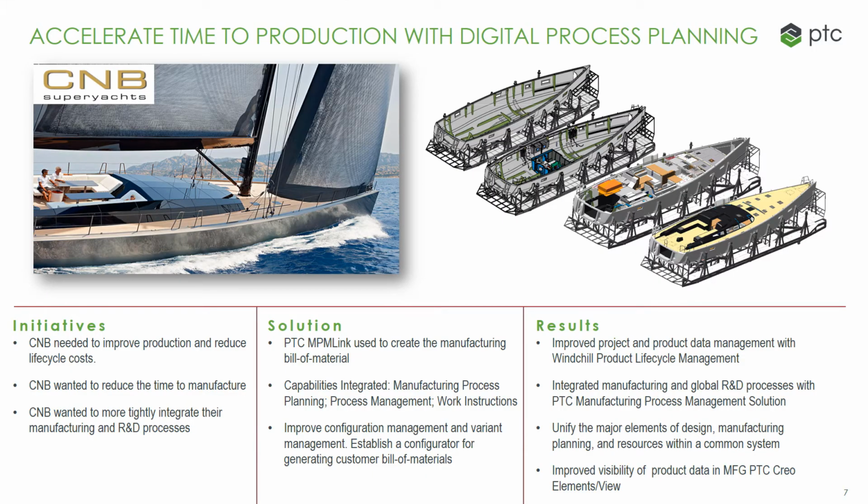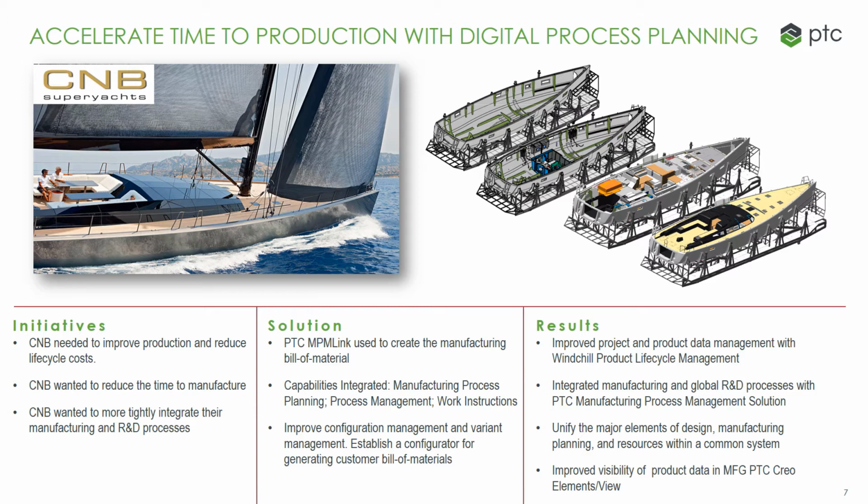Here is one example of how manufacturing process management has improved one organization. CNB Super Yachts had the initiatives to improve production and reduce lifecycle costs. They wanted to reduce their time to manufacture and wanted to more tightly integrate their manufacturing and R&D processes. The solution was PTC MPMLink, which was used to create the manufacturing bill of material.